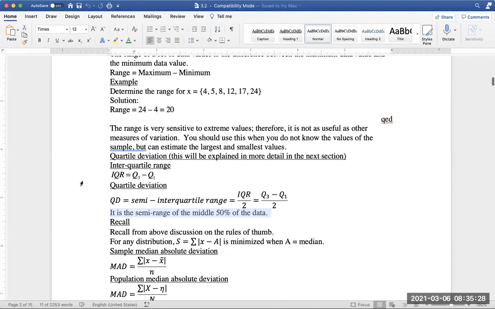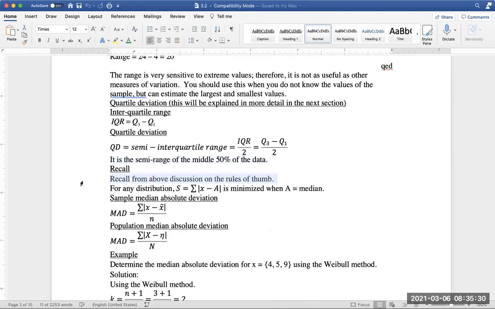Okay, so recall from the previous section. All right. Previous, I should have really said. Above doesn't make sense.